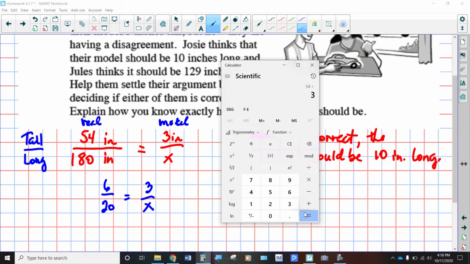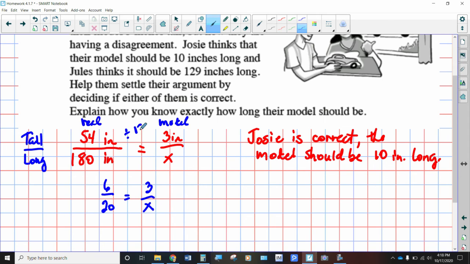54 divided by 3. All right, so you're multiplying every inch. For every 1 inch on the model, that's 18 inches in real life. So essentially what we do here is we're going to divide this by 18, and then you'll divide this by 18 to get x equals 10. So that means that Josie was correct.